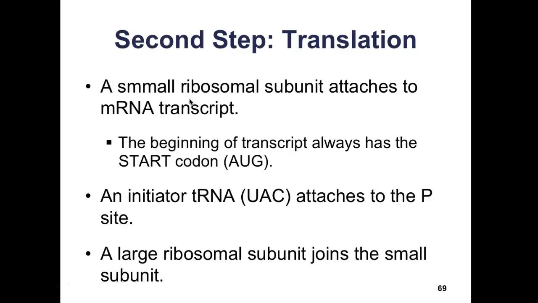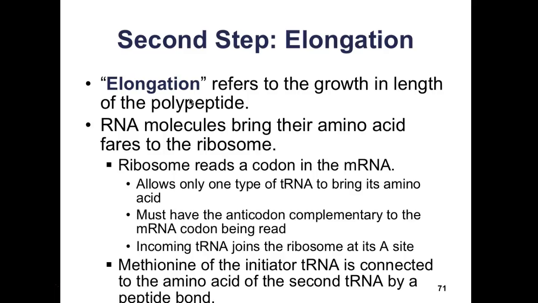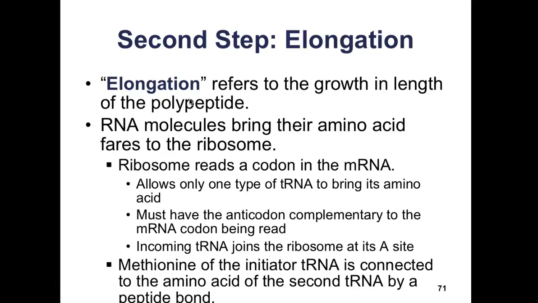A small ribosomal subunit attaches to the messenger RNA transcript. The beginning of the transcript always has that start codon AUG, and initiator tRNA UAC attaches to the P site, and a large ribosomal subunit joins the small subunit, all together. So here we have initiation taking place. And this is diagrammed in your book.